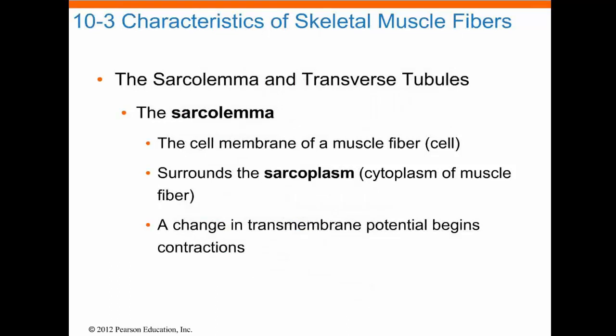So the sarcolemma, which is the cell membrane, has transverse tubules, and they change when the transmembrane potential begins a contraction. So muscles contract when the electrical potential changes. So we'll now start going through that process.